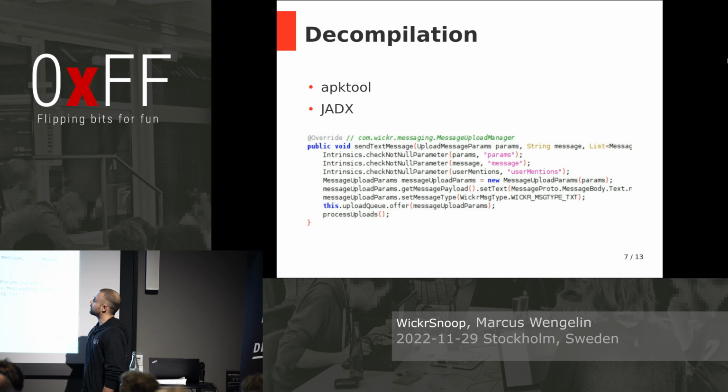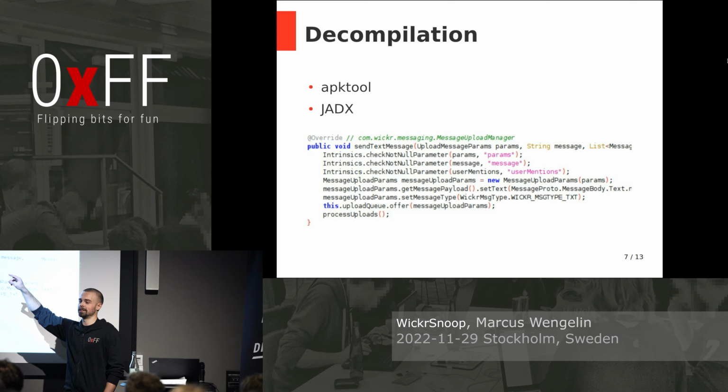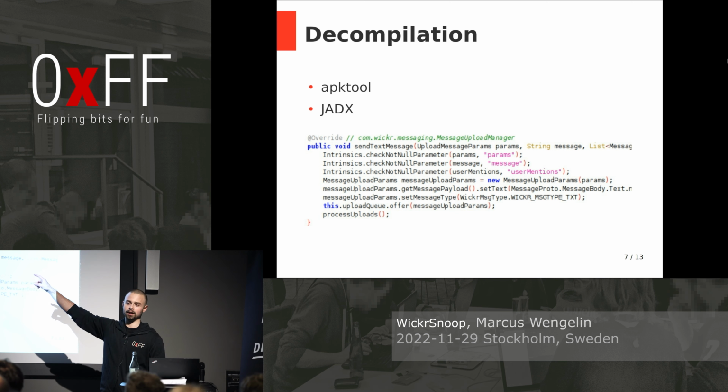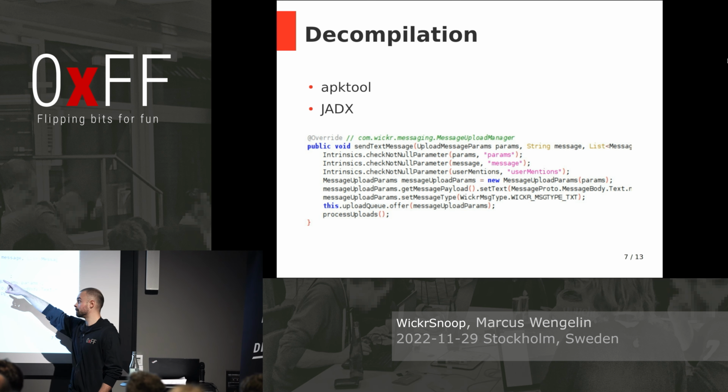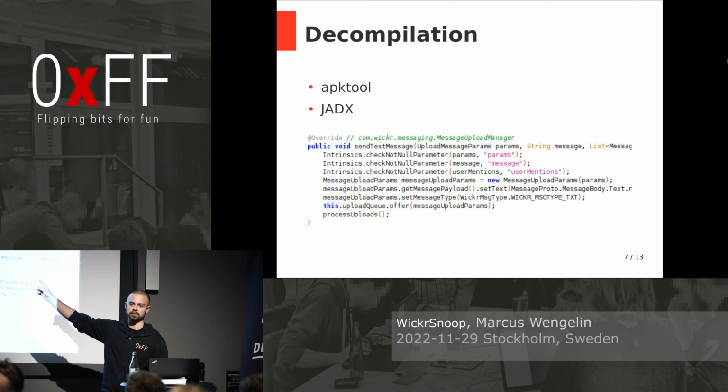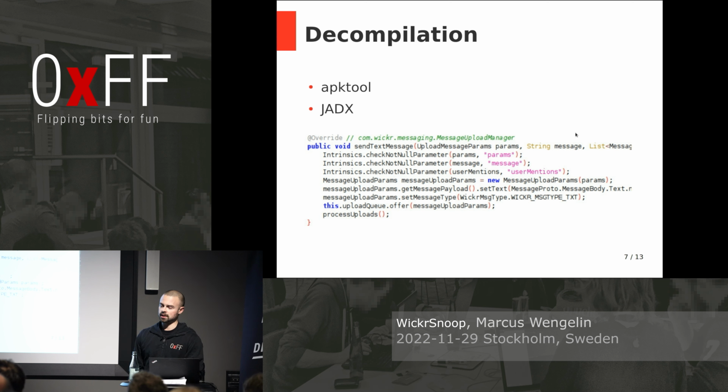What we then need to extract are the parameters. I forgot to mention, you extract the APK using apktool, and this Java code comes from a Java decompiler called JADX. So that's what we're looking at here. The recipient and the sender are likely contained somewhere within the upload message params field, the first argument.